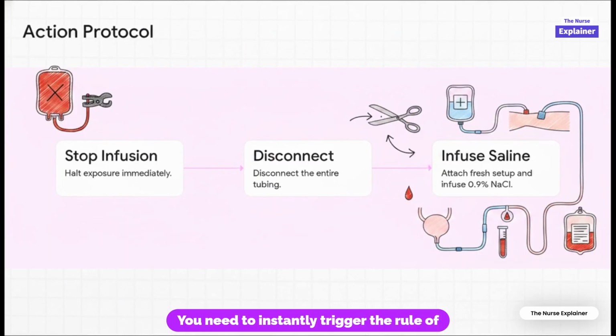You need to instantly trigger the rule of 3. 1. Stop the transfusion immediately. Halt that exposure right now. 2. Disconnect the entire blood-tainted tubing straight from the IV hub. 3. Attach a totally fresh setup and infuse normal saline. This flushes the line, preserves your precious IV access, and maintains critical renal blood flow. Only after you do those 3 things do you notify the physician and the blood bank, insert a catheter so you can monitor for hematuria, and send that blood unit right back to the lab.